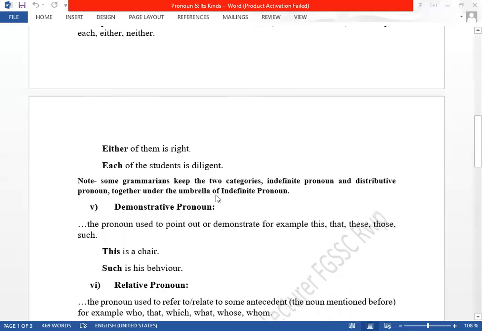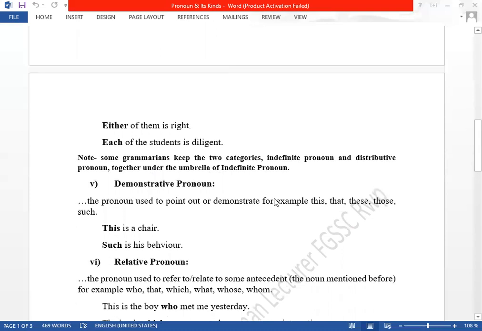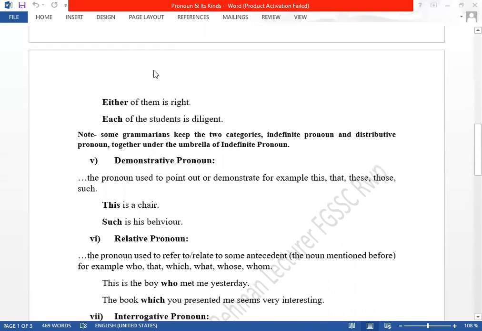So you should keep in mind, you should not get confused while you are trying to understand the kinds of pronoun. Sometimes indefinite and distributive pronoun are considered the same, they are put in the same category. Then we come towards demonstrative pronouns. Demonstrate means to point out.